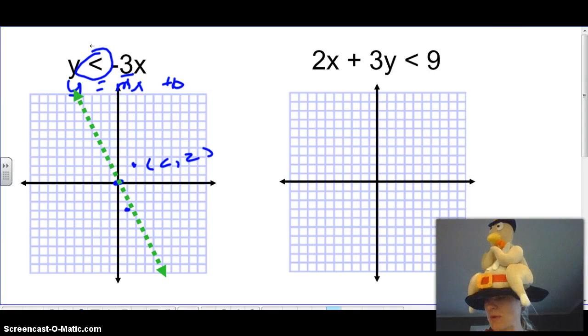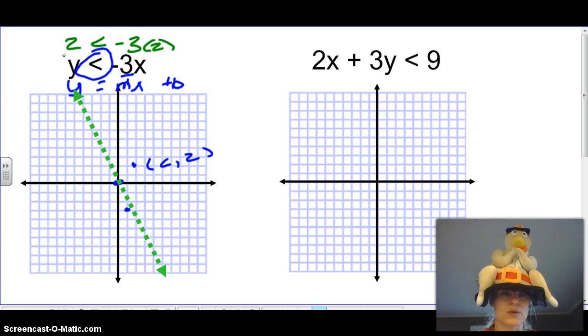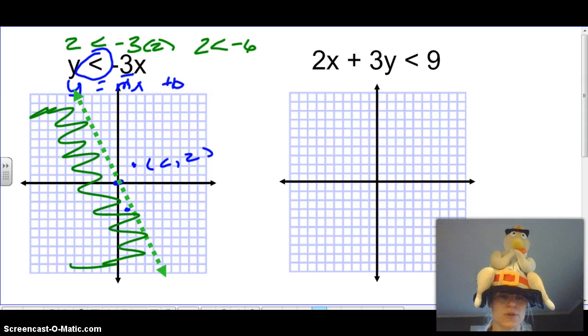So I'm going to go up to my equation here, and I'm going to plug in 2 for y, and then 2 for x. So I replace the y with 2 and the x with 2. So if 2 is less than -3 times 2, which is 2 is less than -6, and that is false. 2 is not smaller than -6. That means these points are false, therefore these points are true. So we'll shade those in.